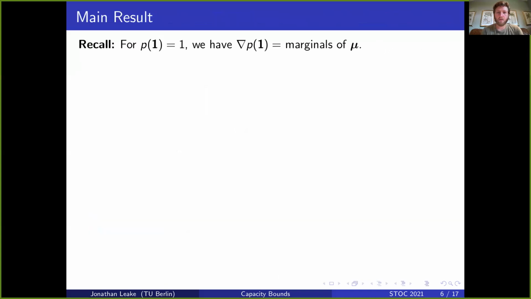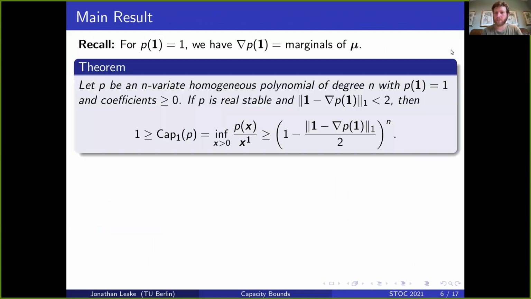Okay. So with this, now we have this notion of capacity, we have real stable polynomials and their associated distributions. Now we can give the main result. So we start off with polynomials P with non-negative coefficients, such that when you plug in the all ones vector, you get 1. We know that this gradient turns out to be the marginals, and here is the main result. So we start with some P that is homogeneous and has some nice properties.